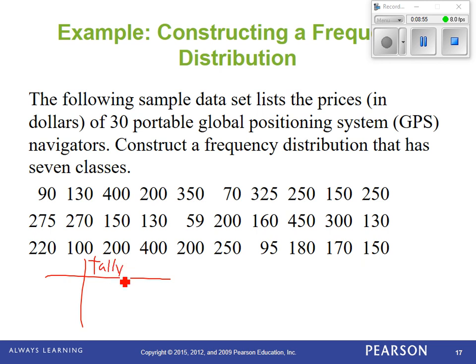Once you find your classes and put them in, you could go, okay, 90 is in this class, 130 is in this class, 400 is in this class, and you could tally them as you go. The only bad thing with doing it that way is you may get lost, and you'll probably notice in some of your books that some of the numbers might be hard to read because somebody who had the book previously was marking out the numbers as they went.